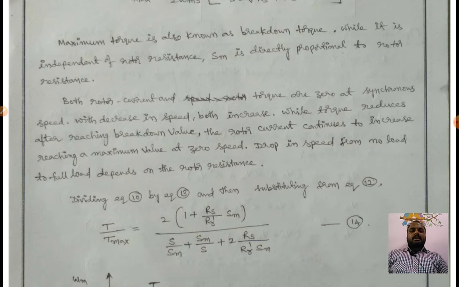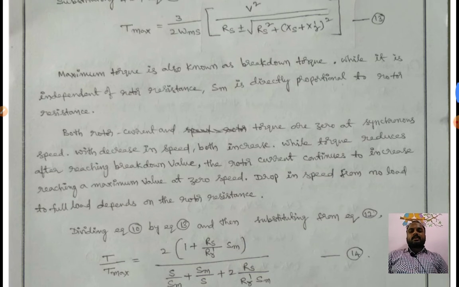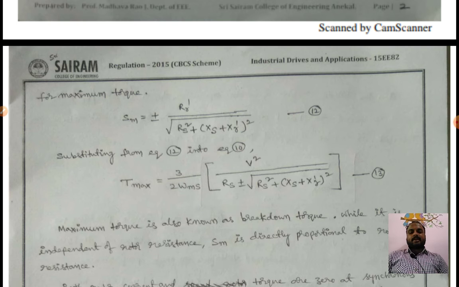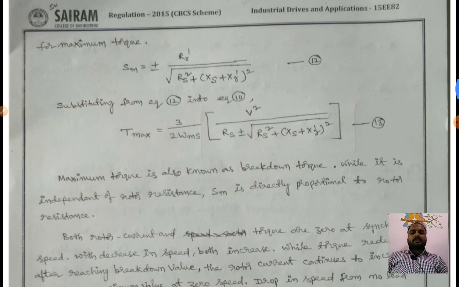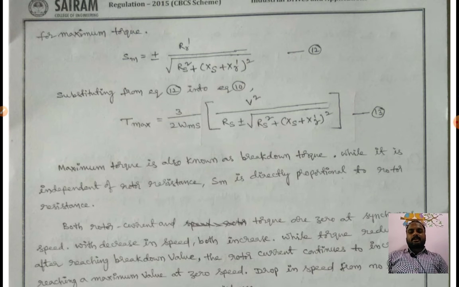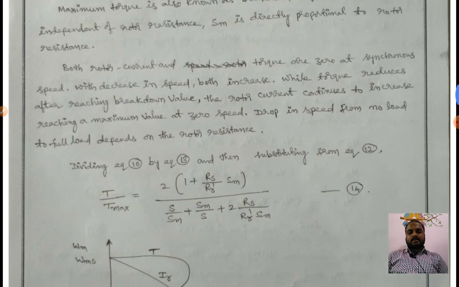The maximum torque is also known as breakdown torque. So this is the one thing. S_m is directly proportional to the rotor resistance. From equation 12, you can take S_m is directly proportional to the rotor resistance.